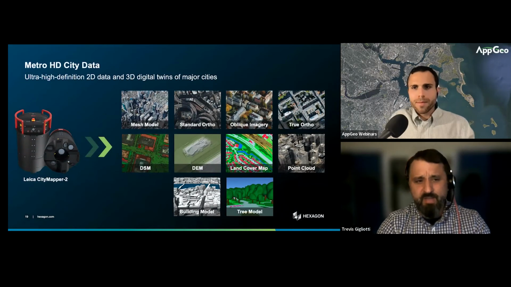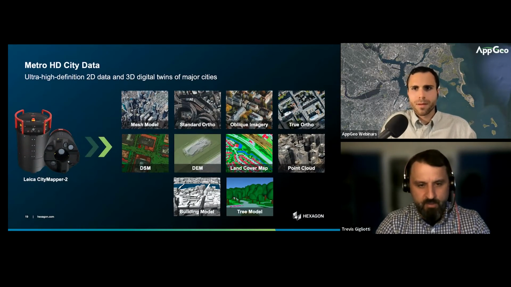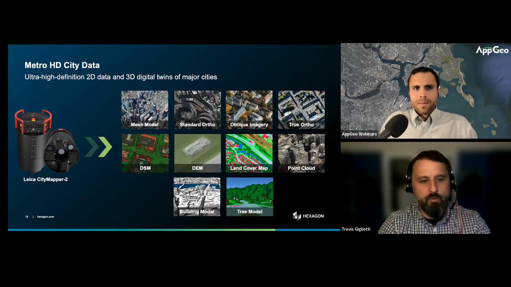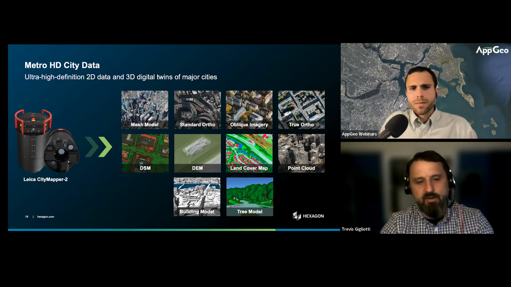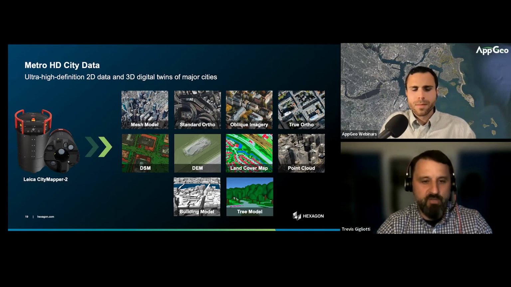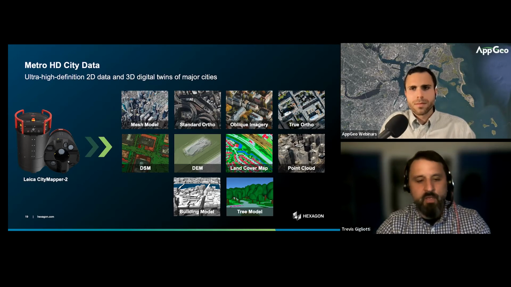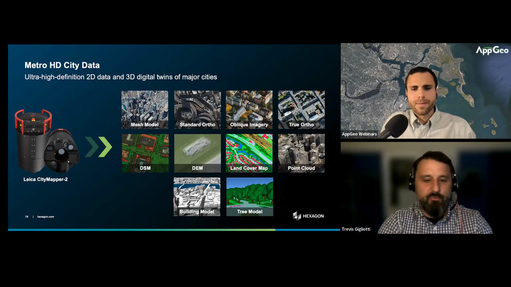So 10 different data sets come out of the MetroHD acquisition process. There's a couple that are probably familiar to the GIS and aerial imagery users out there: Standard Ortho, True Ortho, DSM, DEM, and then the nadir and oblique imagery as well, and the point cloud data. That's really what we're focused on as our core deliverables of the MetroHD program. But we extend that through more advanced workflows to provide tree models, LOD2 level building models as well, and then finally, a culmination of all of that, which is our fully rendered and texturized 3D mesh model of the AOI.